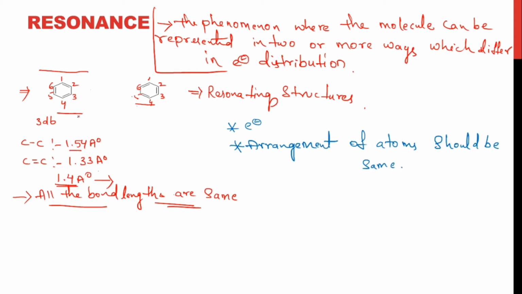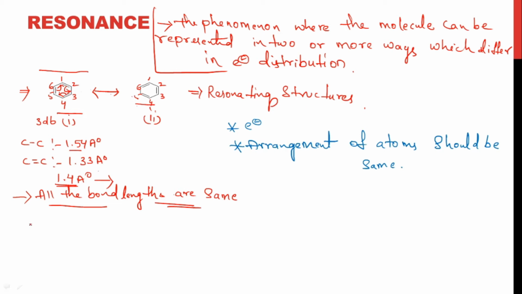Okay. Now, as we have discussed, this is one resonating structure and this is a second resonating structure. The electrons are moving towards the second. Electrons are moving in this way to form the second resonating structure. To represent the conversion of one resonating structure to the other, we use a double-headed arrow. Double-headed arrow is used to represent the conversion of a resonating structure into the other.